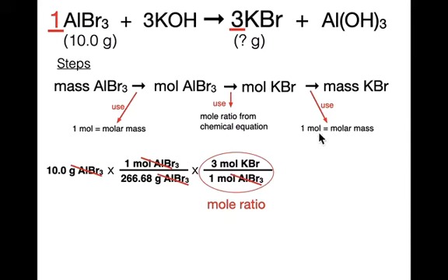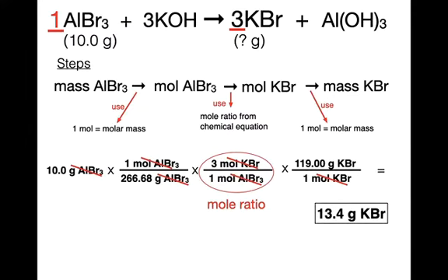So for that, we'll use, again, the same relationship that we started with. 1 mole is equal to the molar mass. But in this case, the mass will be in the numerator, not the denominator. When we used it before, it was in the denominator because we wanted grams to cancel out. But now we want moles to cancel out. So to type this into your calculator, again, multiply numerators, divide by denominator. So all you would do is 10 divided by 266.68 times 3 times 119 equals.